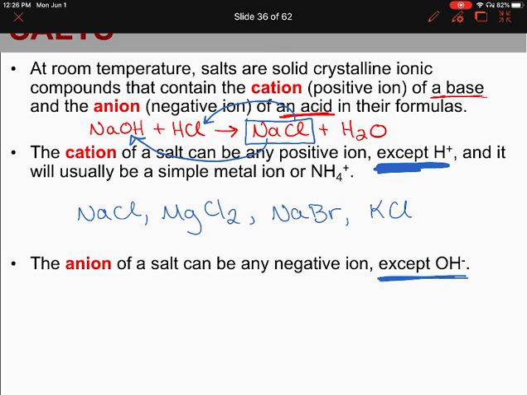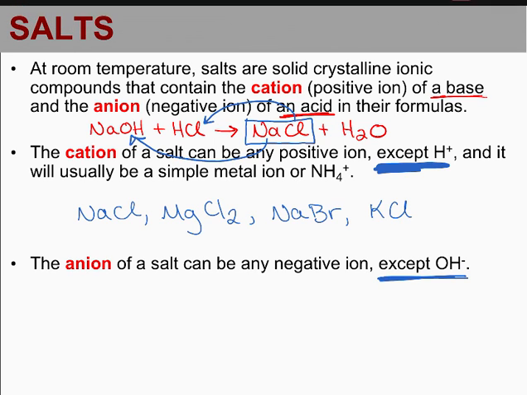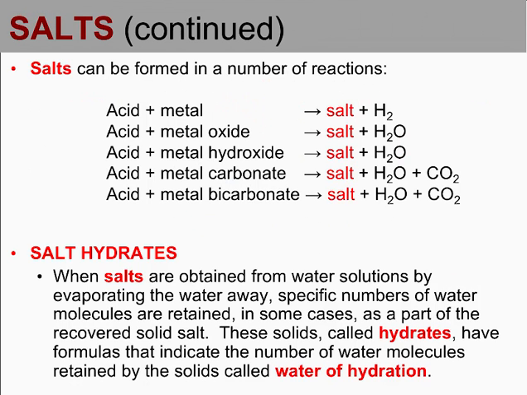So up above, I used bromide and chloride. We could have used other anions as well, as long as it's not hydroxide. Okay, so salts can be formed in a number of reactions, and we've actually already gone over all of these different reactions. So remember, when an acid reacts with a metal like zinc, we end up with a salt and hydrogen gas, and that's always true for that type of reaction.